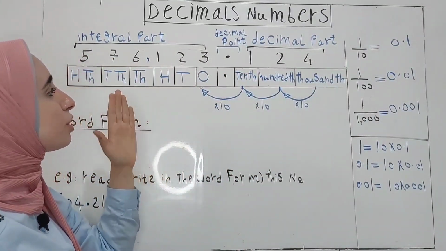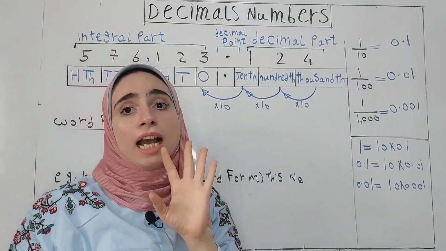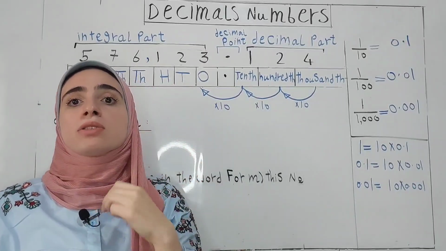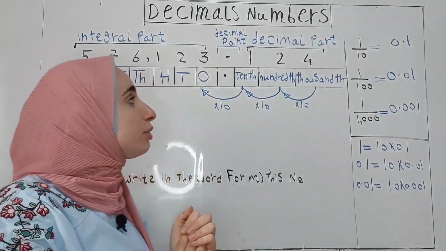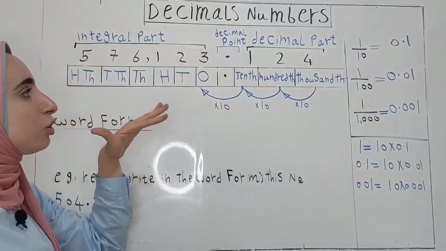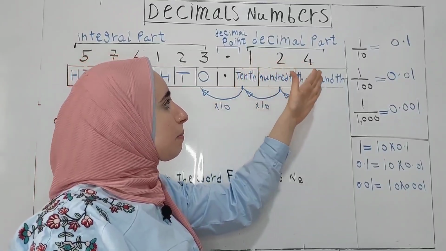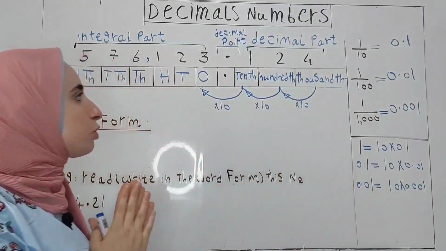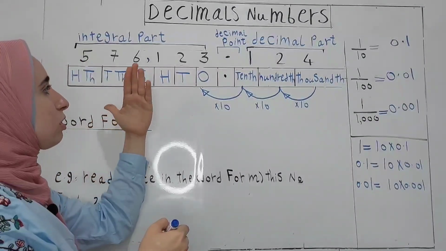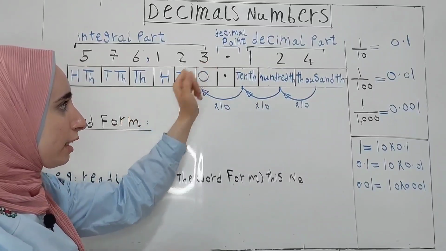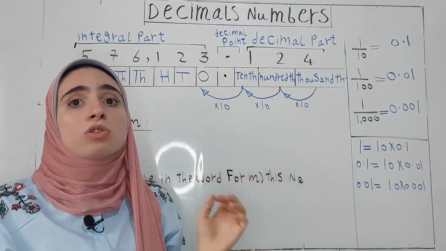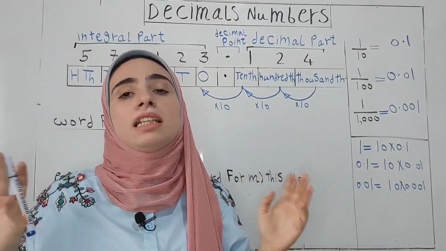Now we need to read this decimal. We have 2 ways to read any decimal number. The simplest way: we read the whole number as it is, and we say point, and we read the digits in the decimal part one by one. So we read that 526,123.124. And the second way is called the ordinal and cardinal way.